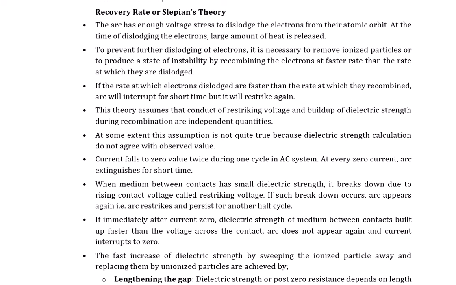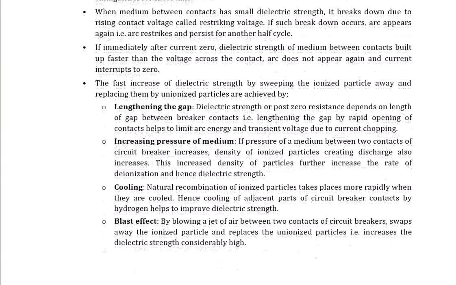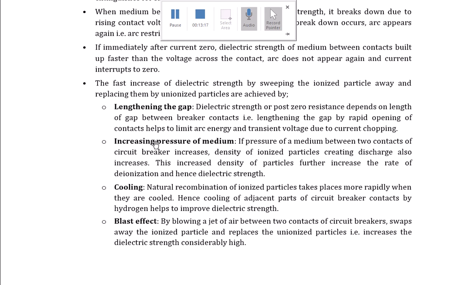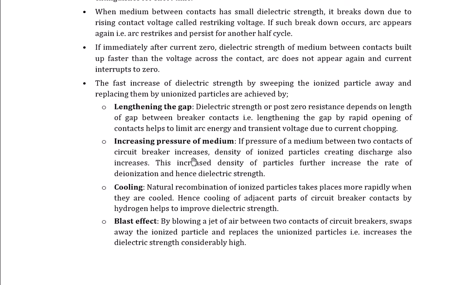So we have to build a system that increases the dielectric strength of the medium between the contacts after quenching the arc at the first current zero. The fast increase of dielectric strength is achieved by sweeping the ionized particles away and replacing them with unionized particles. Now we have some methods for increasing the dielectric strength by sweeping the ionized particles away. The first method is lengthening the gap.